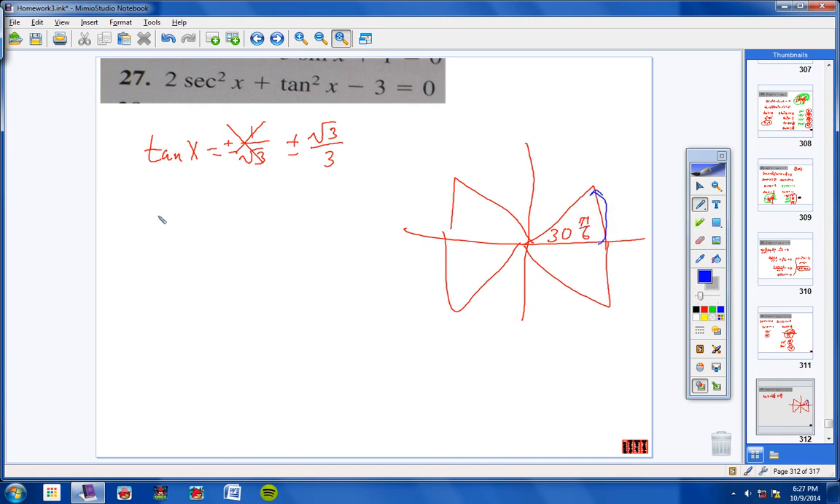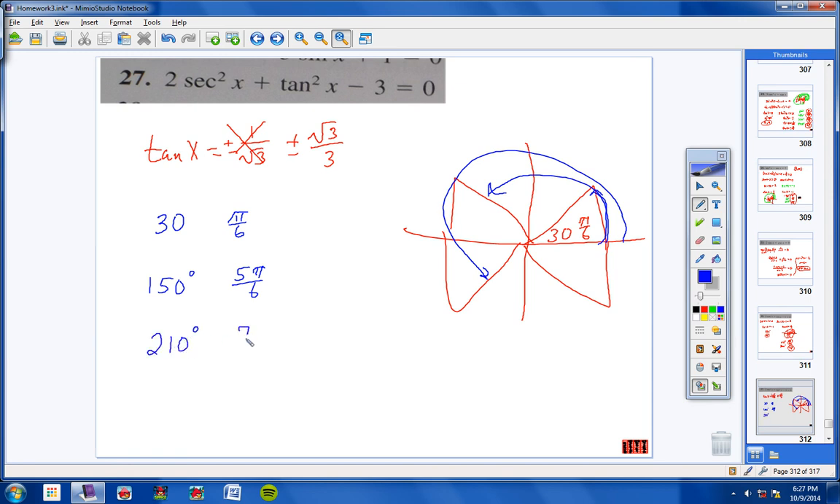From here to here would be 30, or pi over 6. From here to here would be 150, or 5 pi over 6. From here to here would be 180 plus 30 more, so 210 degrees, or 1 and 1/6, which would be 7 pi over 6. Then from here to here would be 30 short of 360, so 330. Or we could say 1 and 5/6, so 11 pi over 6, okay?